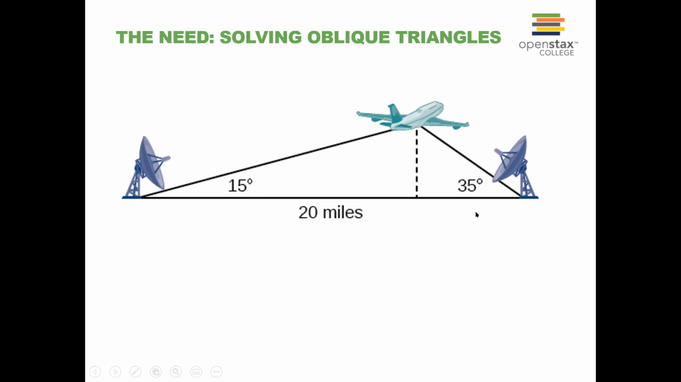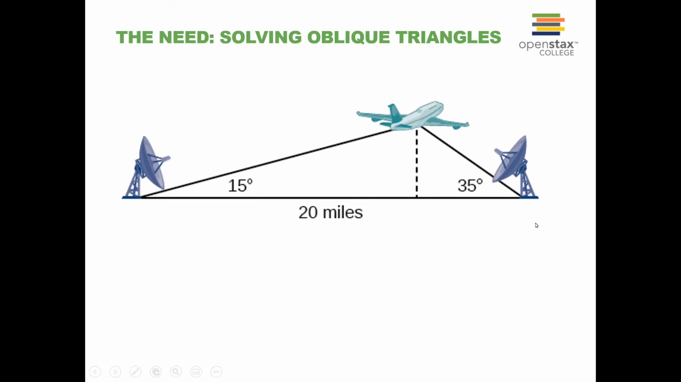As we can tell, none of the angles form 90 degrees here. So we have 15 degrees, 35, that's 50 in total. So that means that this angle is 130. So this triangle is not a right triangle, so we cannot apply our regular sine and cosine or right triangle geometry here.